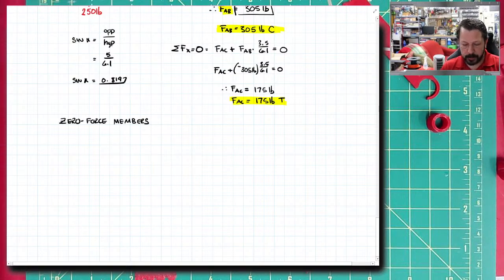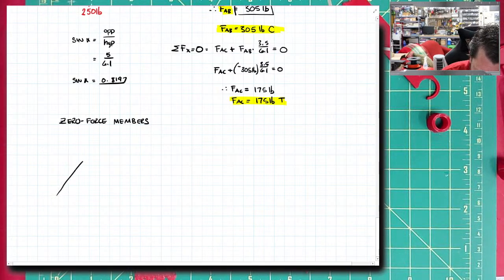So what this does is, a zero force member does mean that when you run through the math, you draw the free body diagram and you run through the math, you will calculate that this member has 0 force in it.